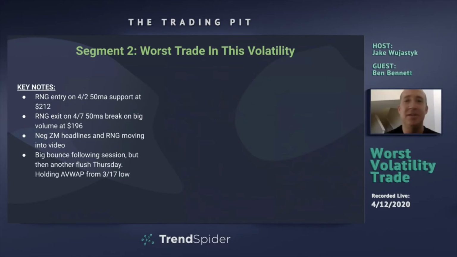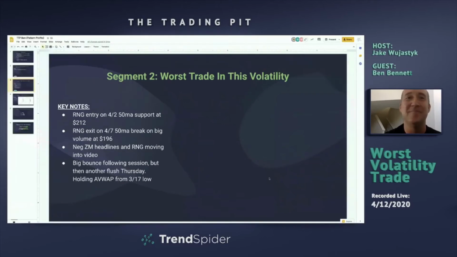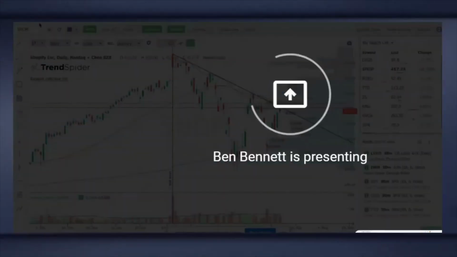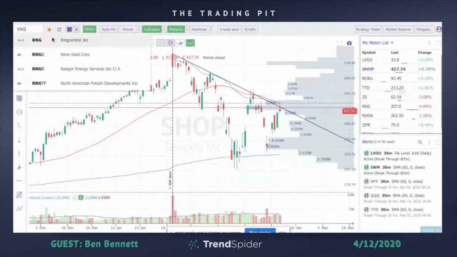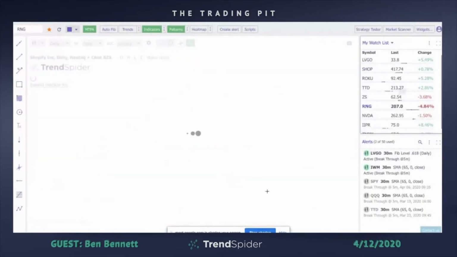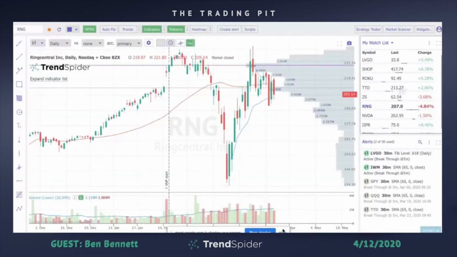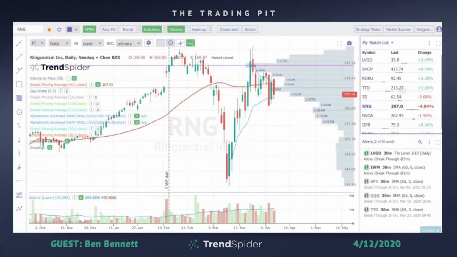I mentioned the other day that I had plenty to choose from, unfortunately, with the way the market's been lately. I've got to go with RNG though. Man, this was really a disappointing trade, and this is very recent. Let me get the right moving average on here.